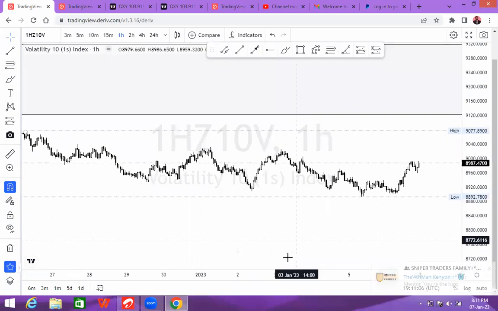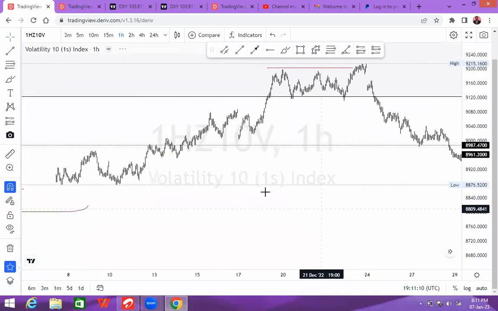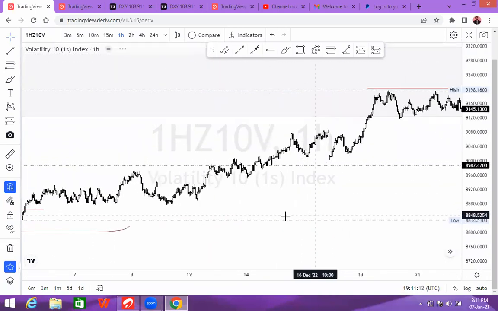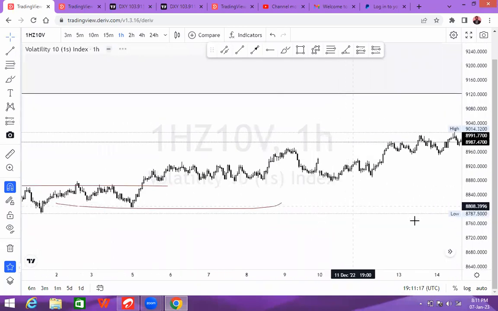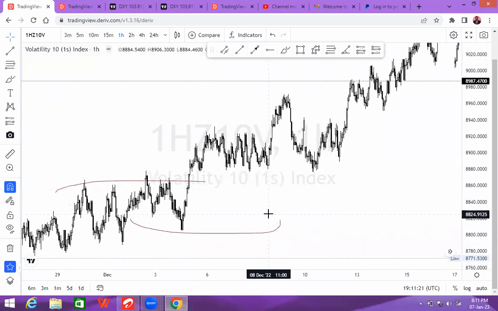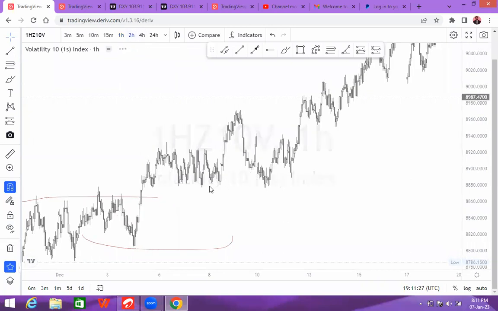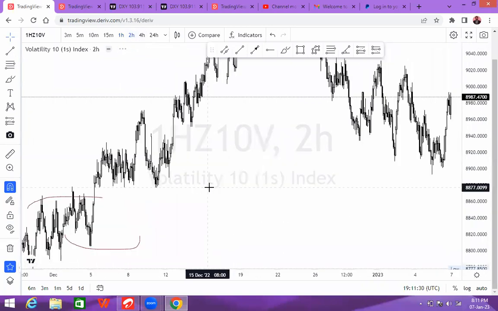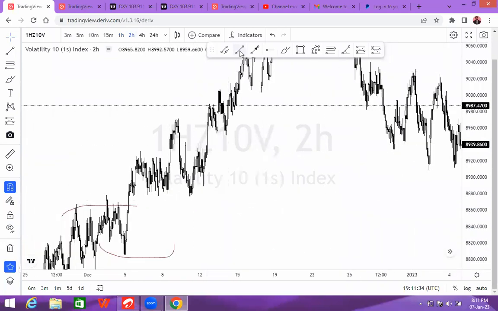Retracement. So what can you see from here? You can see what price did around this place, this region. There was a sweep of this liquidity. Yes, there was a liquidity sweep around this place.